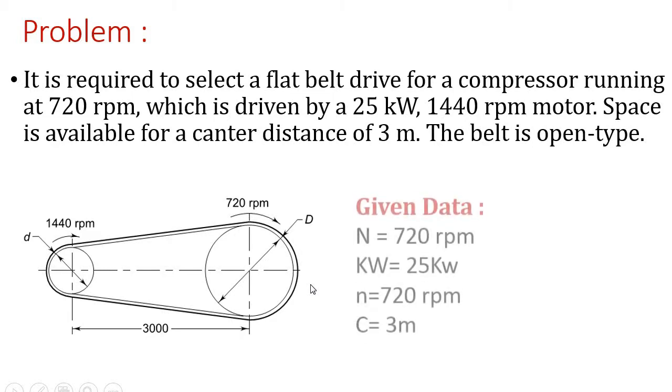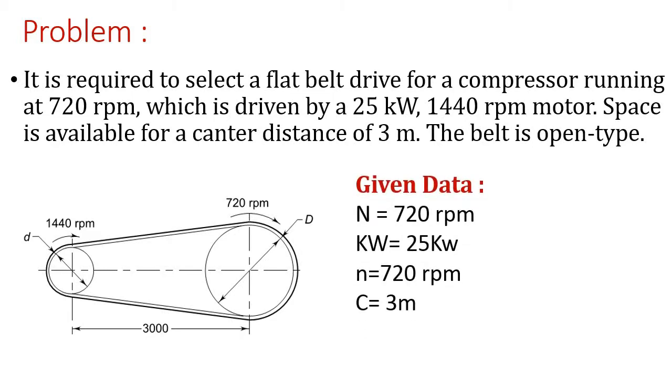Now write the given data. Capital N, that is the speed of the bigger pulley, 720 rpm. kW equal to 25 kW, that is the power to be transmitted. Small n equal to 1440 rpm means the smaller pulley is rotating at 1440 rpm. C equal to 3 meter means the center distance is given as 3 meter. So whatever input data is required is given here.